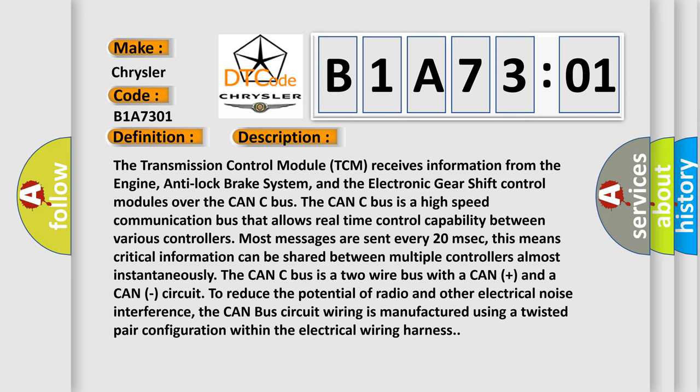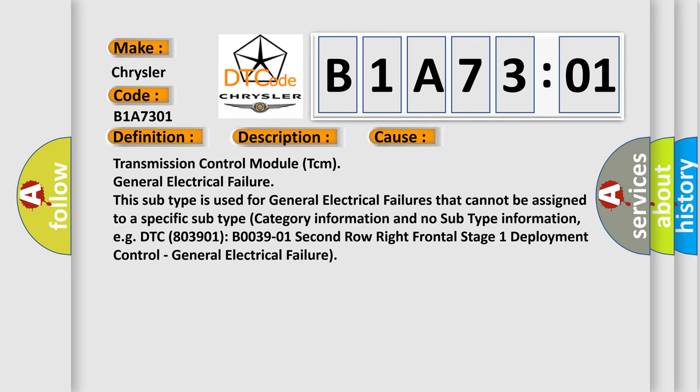This diagnostic error occurs most often in these cases: transmission control module TCM general electrical failure. This subtype is used for general electrical failures that cannot be assigned to a specific subtype category, with no subtype information, e.g. DTC B003901, second row right frontal stage 1 deployment control, general electrical failure.